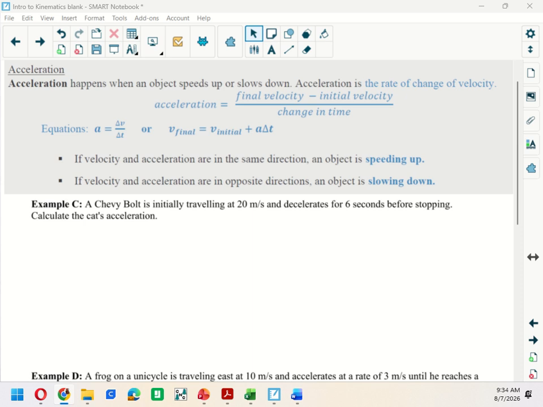Say it again. 0. Very good, because it's my second one minus my first one over... Say it. 6. Yeah. Doesn't say how long we're stopping for, so it's just going from there to stop. And that's the change in time that we have here. So in between there and there, it's only 6 seconds.